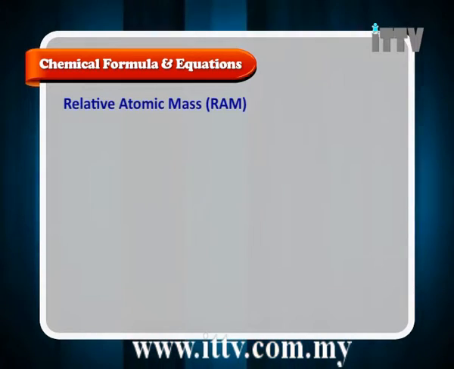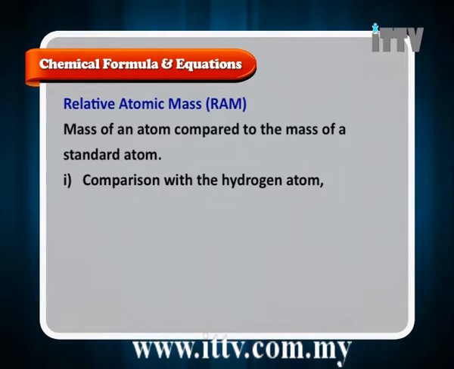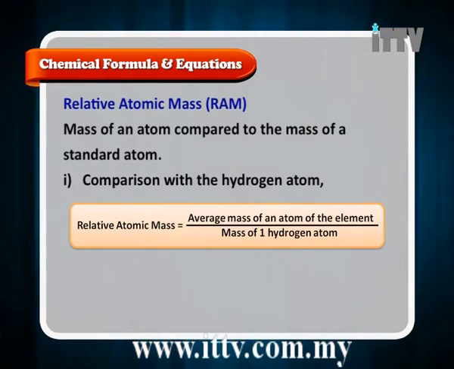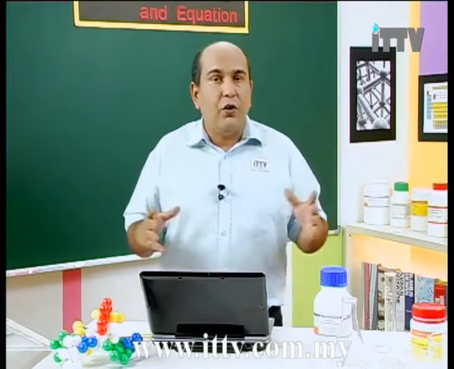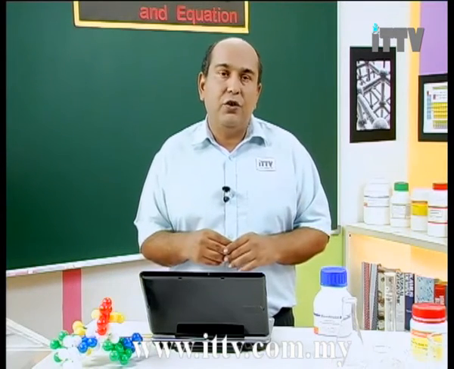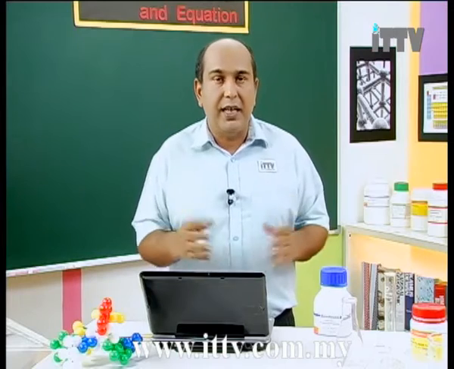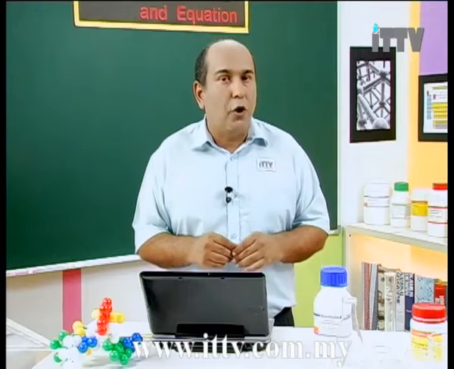Relative atomic mass, RAM: the mass of an atom compared to the mass of a standard atom. 1. Comparison with the hydrogen atom. Relative atomic mass equals the average mass of an atom of the element divided by the mass of one hydrogen atom. Now, the mass of one hydrogen atom is 1. So, if you compare the mass of another atom of a different element, then you can get a relative mass for it. Hence the term relative atomic mass.